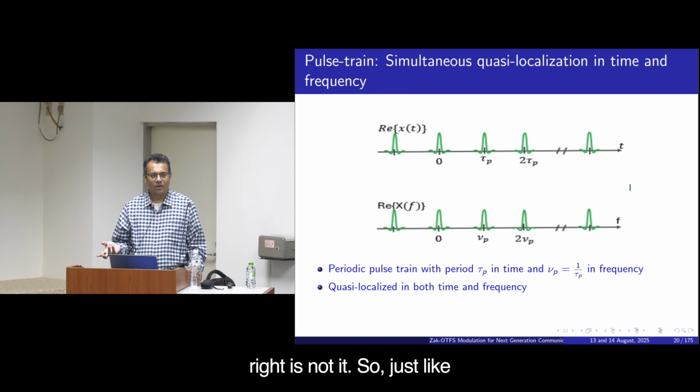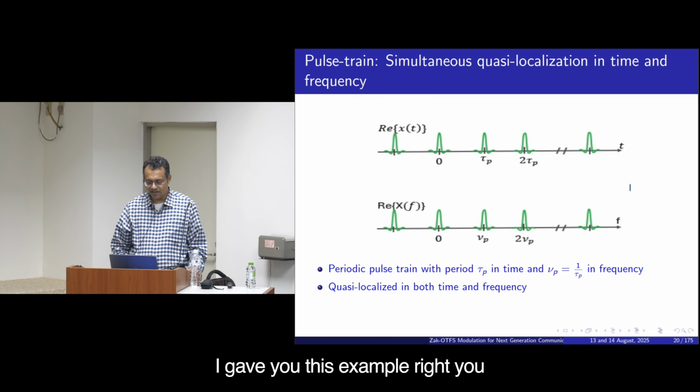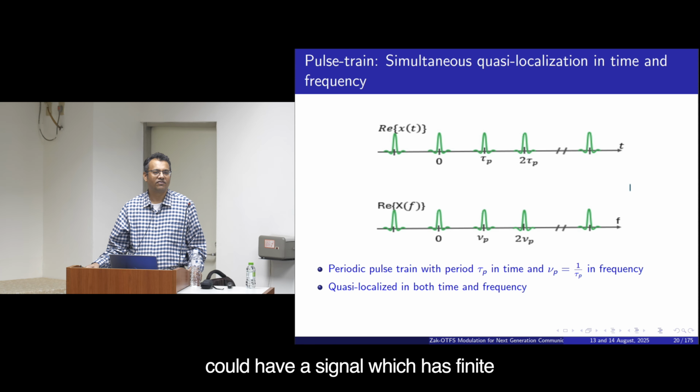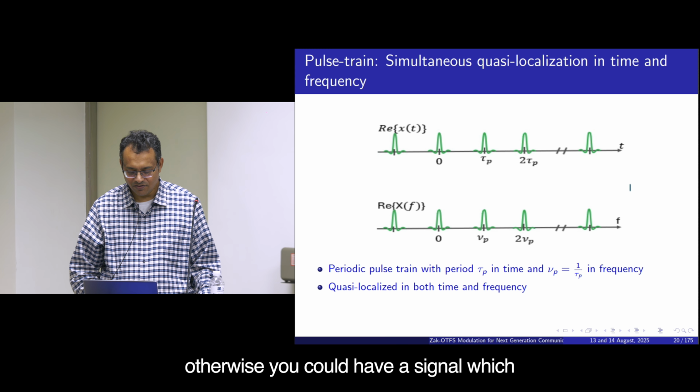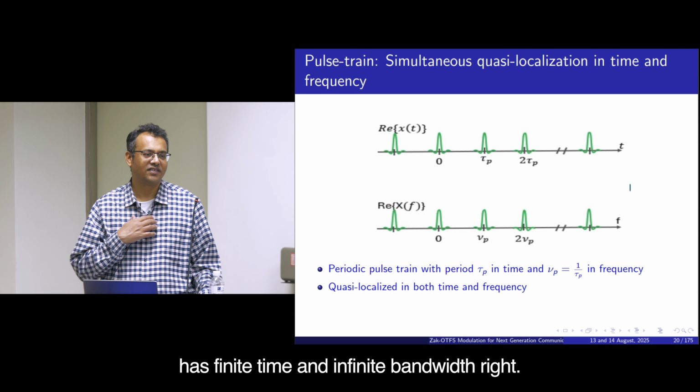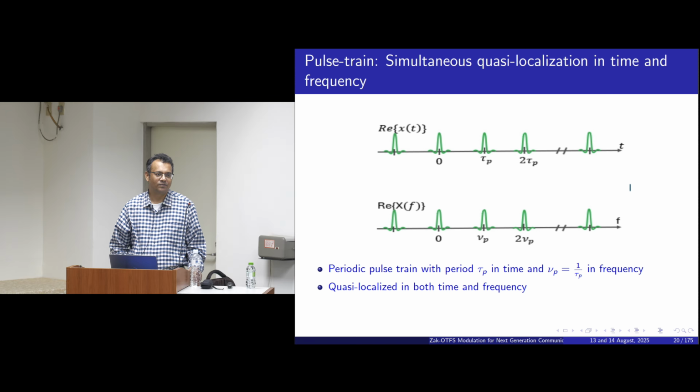Isn't it? So just like I gave you this example, you could have a signal which has finite bandwidth but infinite time, or otherwise you could have a signal which has finite time and infinite bandwidth, right?